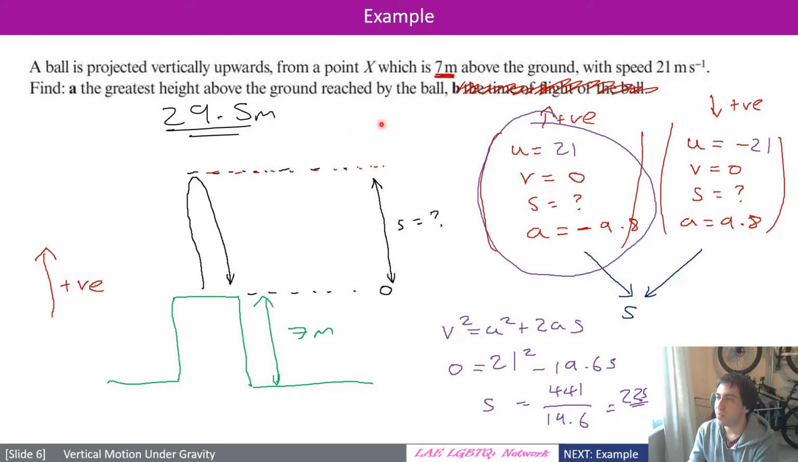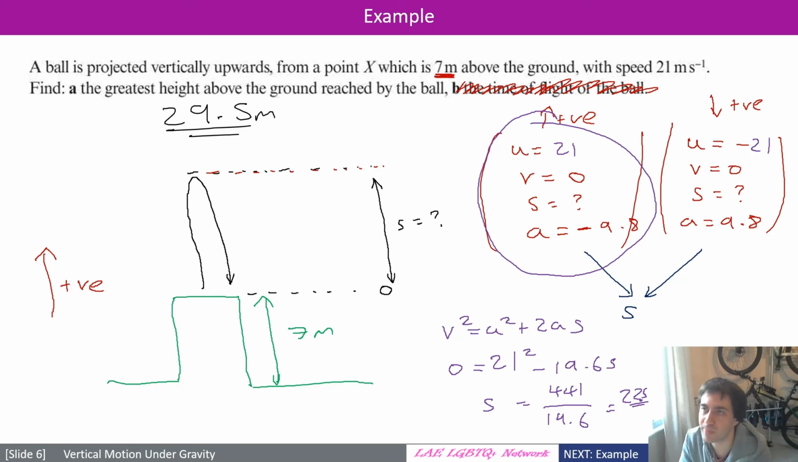Okay, for part B, if you wanted to find the time of flight of the ball, all you would have to do is say now my T is my unknown. If I wanted to find the time of flight of the ball, what would my S be? If an object starts here and then ends back at the same place again, what would S be? Should just be 0. So if you were answering part B, you would have an S of 0, and your V would be unknown.